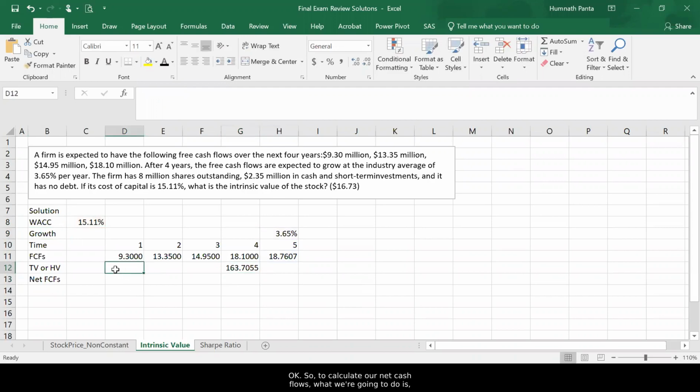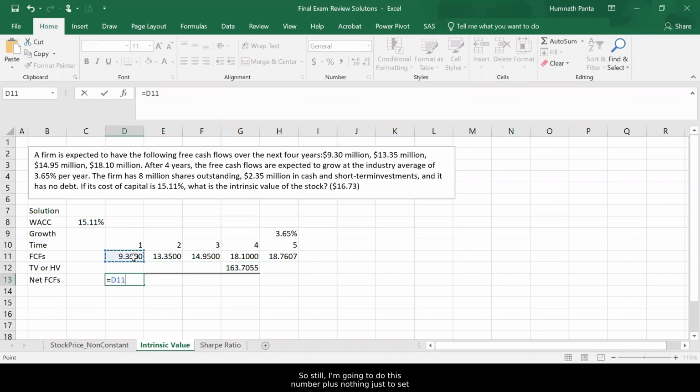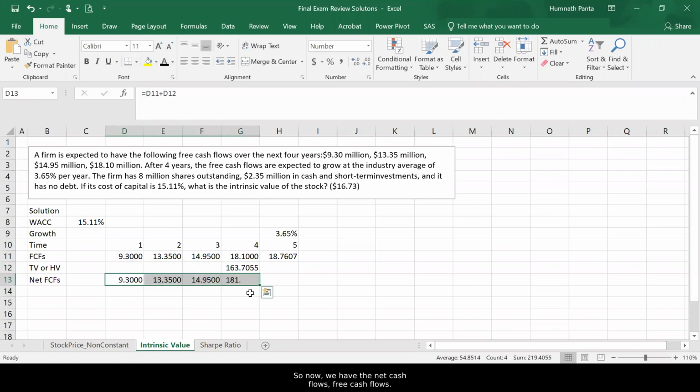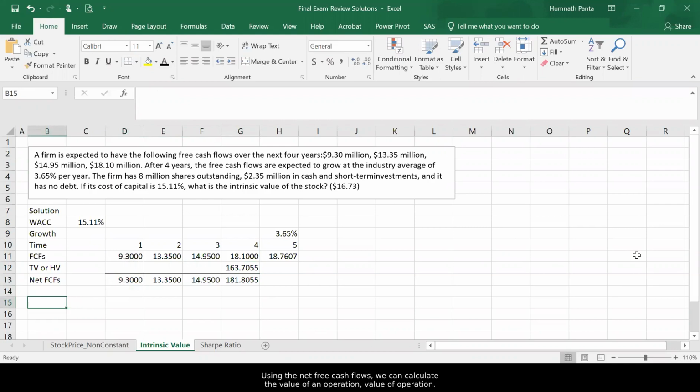To calculate the net cash flows, we're going to add those numbers here. For the first year, second year, third year, we don't have anything else, so I'm still going to do this number plus nothing, just to set up the formula, and I'm going to drag this across. So now we have the net free cash flows. Using the net free cash flows, we can calculate the value of operation.